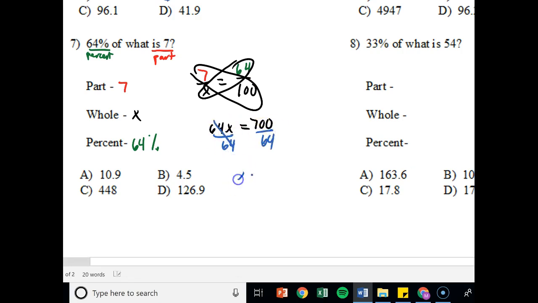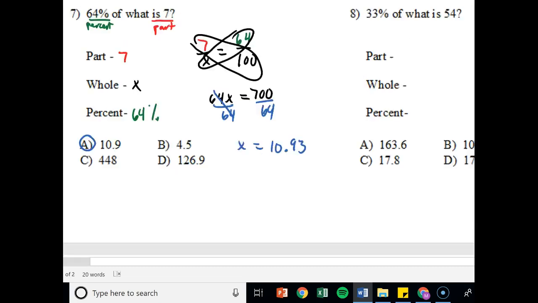When I do that, I get x is equal to a really long number. It's like 10.9375. Again, you can just stop at 10.93, and then we go ahead and circle 10.9. Right? If I were you, I'd pause at this moment and try and do some of the even problems. They're very similar to the odd problems. In fact, I tried to make the wording the same, so you can kind of pick up the pattern here.